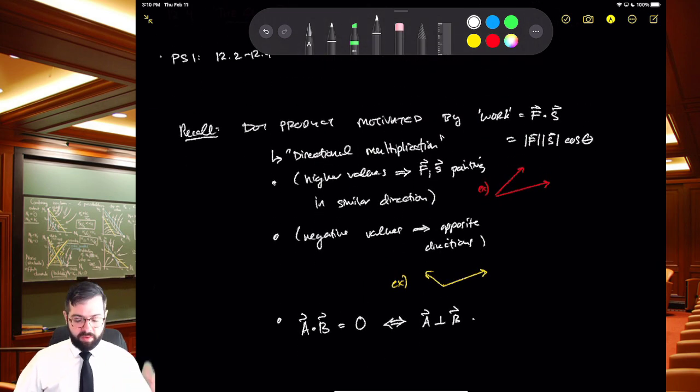Okay. Motivated by work, directional multiplication. The value of the product tells us kind of what's going on. It's a really, really nice way. You'll see that a lot of the stuff we do later in this course is by hand computationally pretty, pretty extensive.